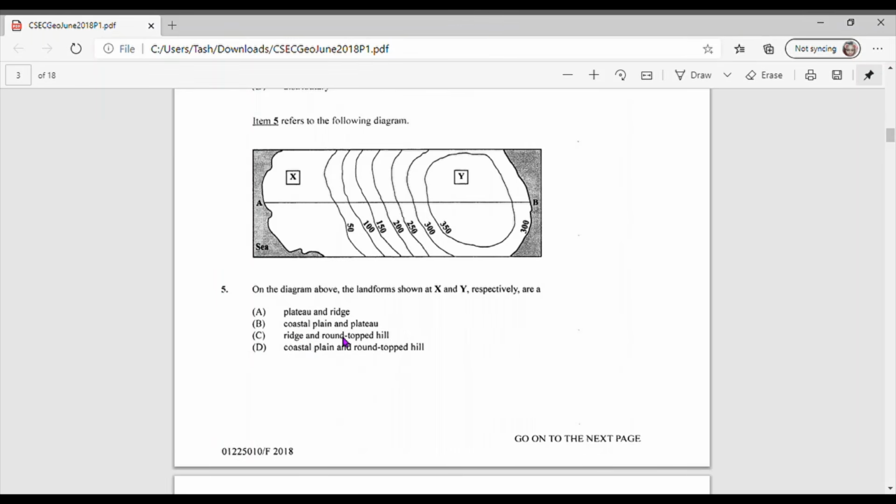Ridge and round top hill. Coastal plain and round top hill. So this is a coastal plain. We can see the plain that is literally on the coast, and at the top here it is very wide, so we have a plateau, which is a flat topped hill. So the answer for number 5 is going to be B. Number 6.